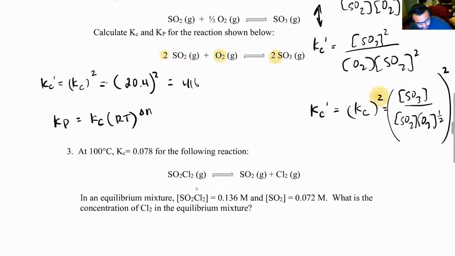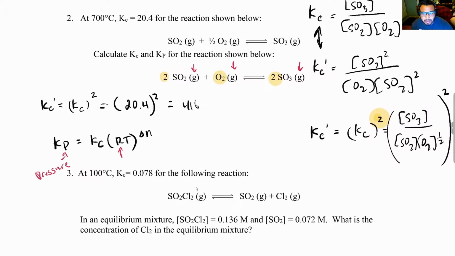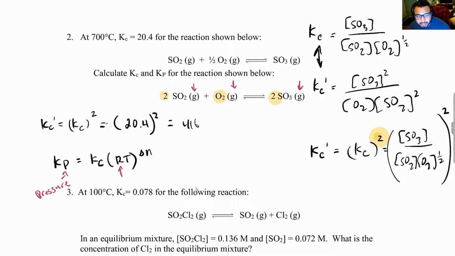So all we have to do is remember that the P in Kp is normally related to pressure. If you look at our original equation, these are all gases. So instead of relating to concentrations like their molarity, we can instead use their partial pressures, and we can solve for an analogous Kp, an analogous equilibrium constant for pressures.